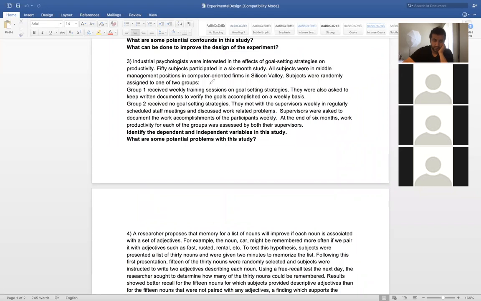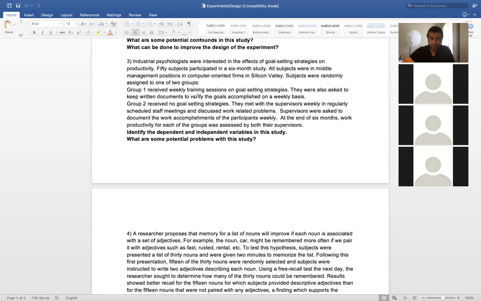So for number 3, industrial psychologists were interested in the effect of goal setting strategies on productivity. 50 subjects participated in a 6-month study. All subjects were in the middle management position in computer-oriented firms in Silicon Valley. Subjects were randomly assigned to one of the two groups.